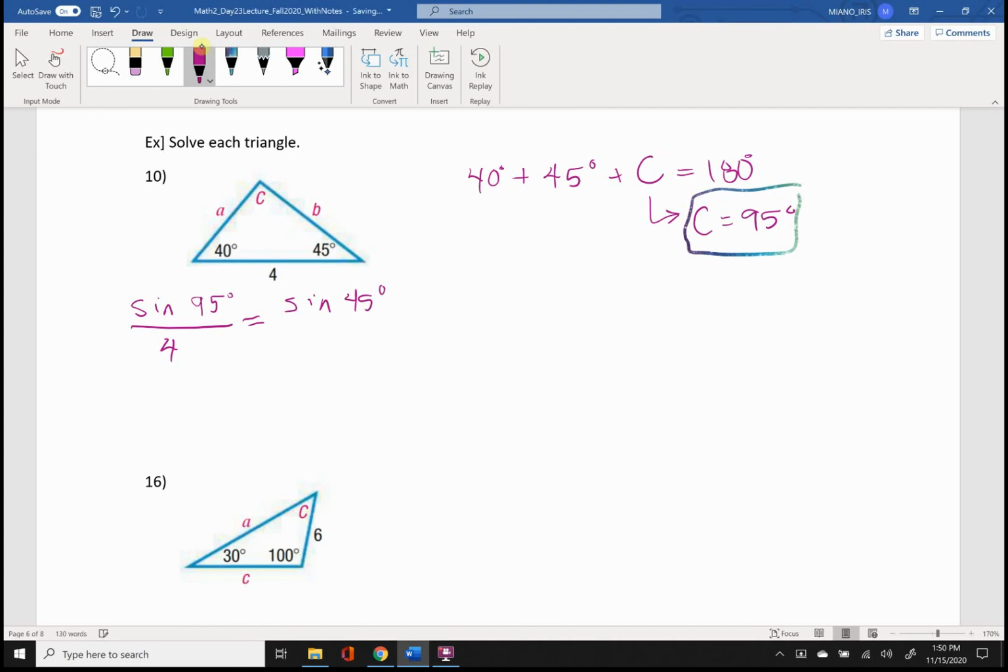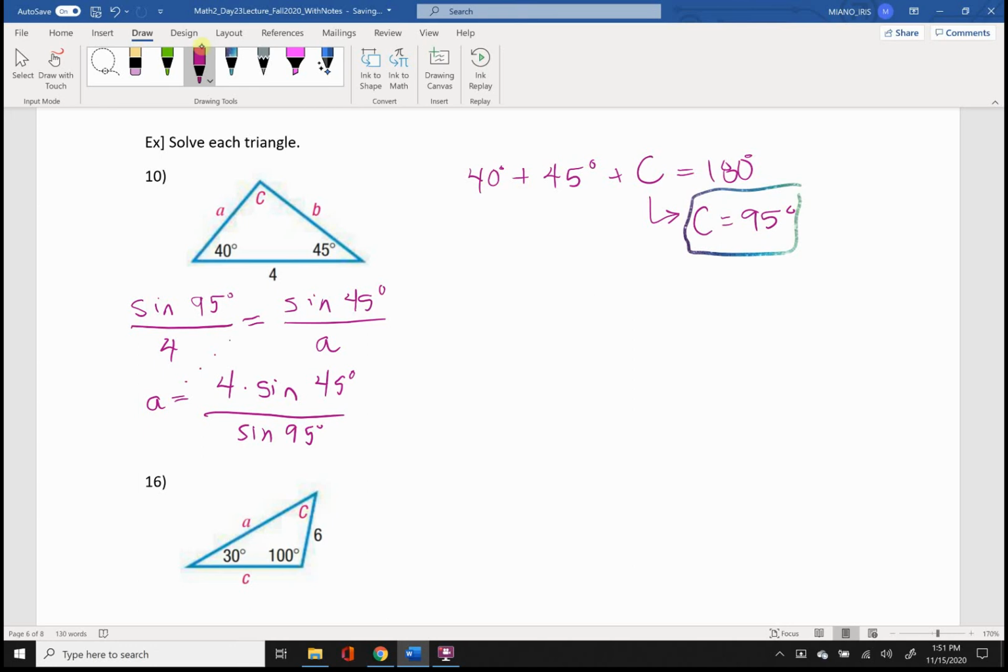Sine of 45 degrees, right? It's got to be opposite that a value. Go ahead and implement the cross product and solve for a, and you will get a equals 4 times the sine of 45 degrees over the sine of 95 degrees. I'm skipping a little bit of the algebra here, folks. So I'm going to go dot, dot, dot, and then I just get there. Again, it's cross product, solve for a.